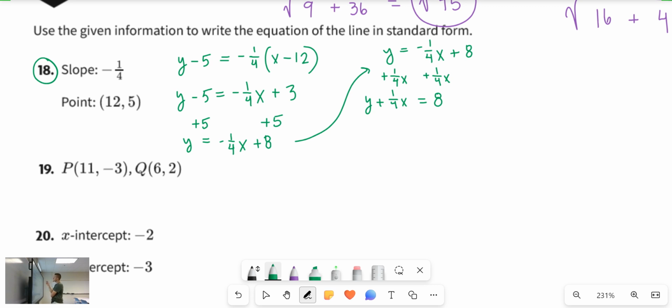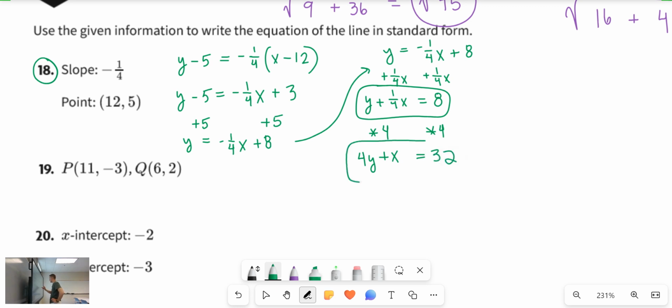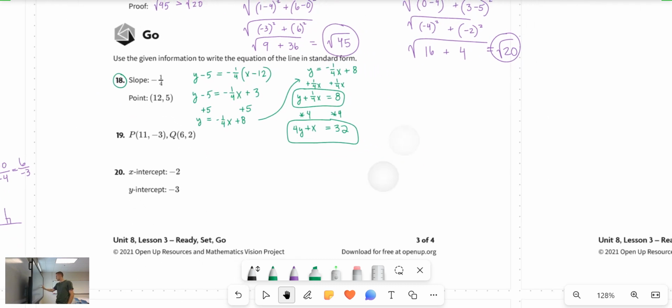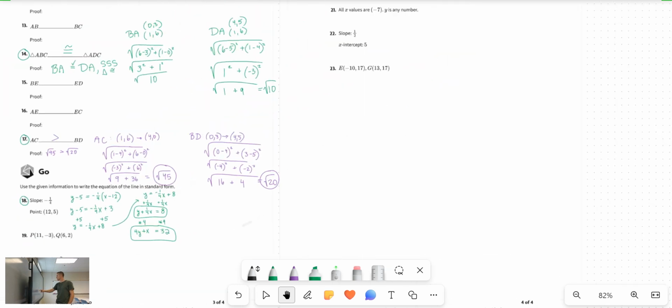And then let's multiply. We don't really like having fractions. So this is fine, right? This is standard form. But typically for standard form, we want to have only integers, not fractions. So we're going to keep going and multiply both sides by 4. So we get 4y plus x equals 32. That is going to be a much nicer standard form equation to deal with. So that wraps up. Oh, does it? Hang on, that's 18.